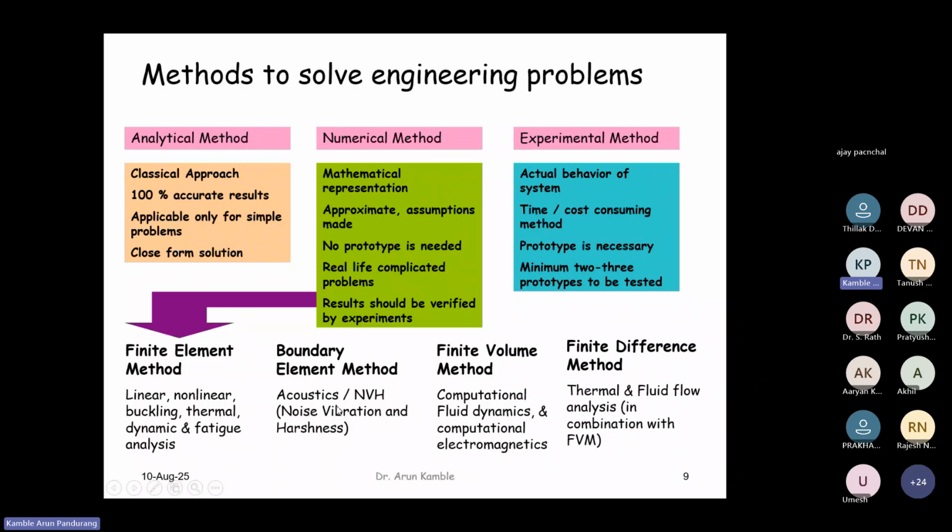And the third one is the finite volume method. It depends on the Navier-Stokes equations, and it is generally used in computational fluid dynamics (CFD) or computational electromagnetics. And the last one is the finite difference method. It only considers the results at the nodal points, and it is generally applicable for thermal and fluid flow analysis, in combination with the finite volume method.